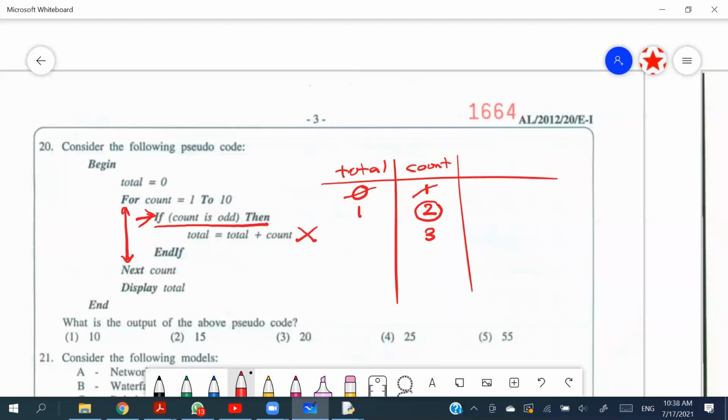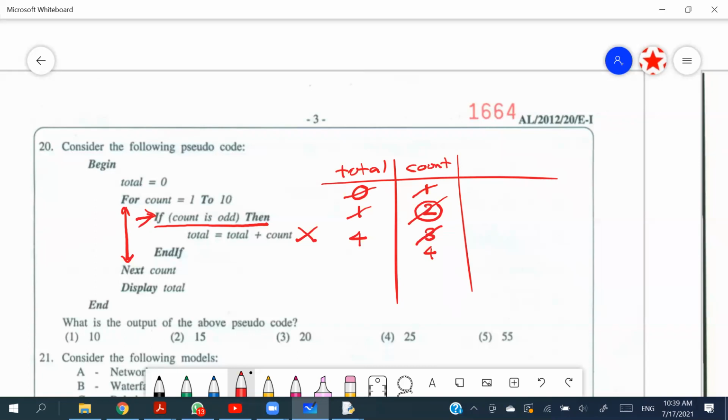So 1 and 3 will get added, so 1 and 3 means 4, right? And then the counter will increase to 4. Now you can have the idea what is going on here, right? If it is an odd number, you are going to add those things to a total, and if it is an even number, it's not going to add into the total, right?